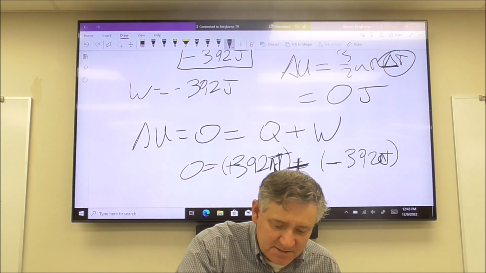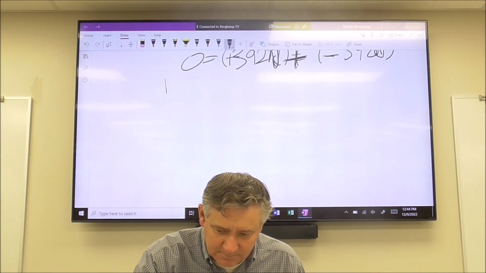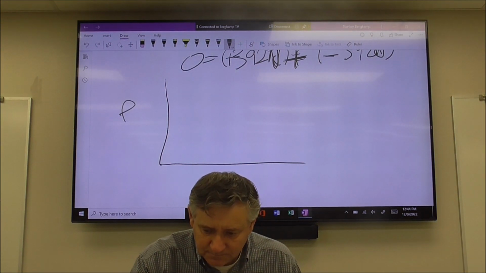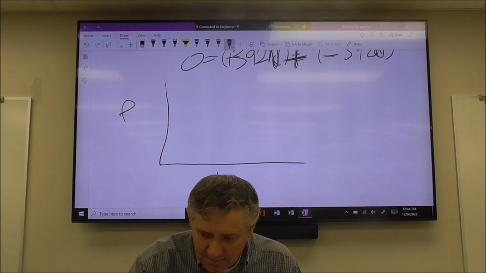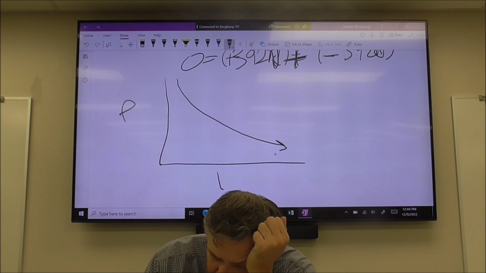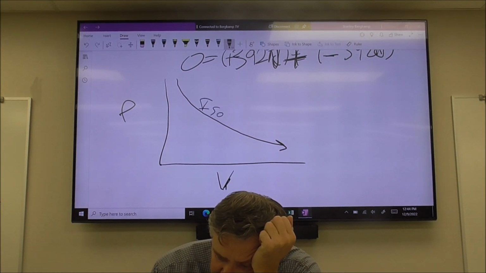Okay, so here's what we've got. We're going to do a quick little summary here, okay? So on a pressure volume graph, if you're going to have a line that you all can't see, here we go, pressure volume. So this is going to be isothermal.